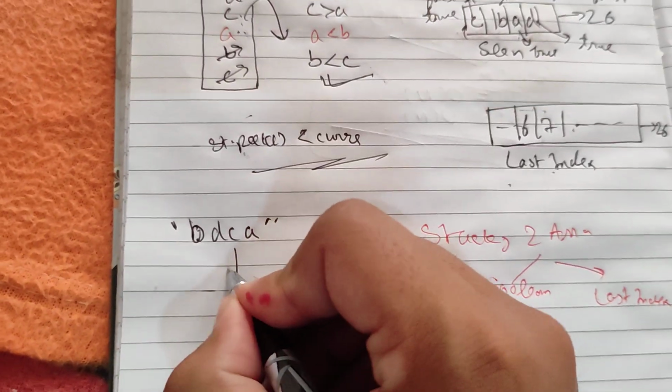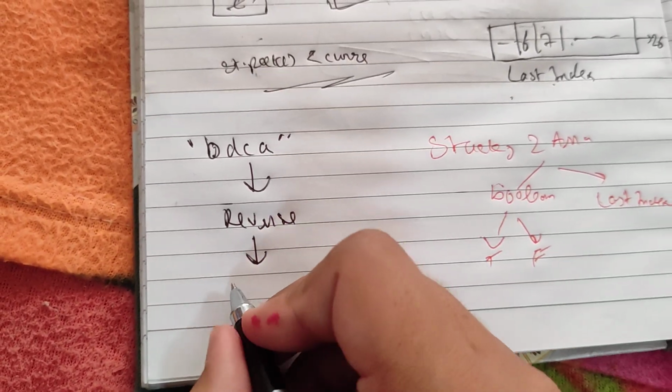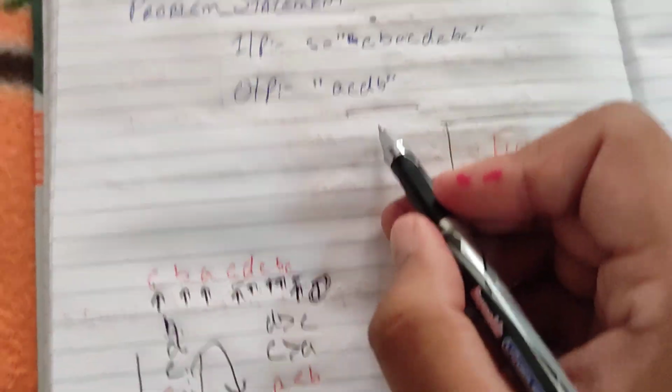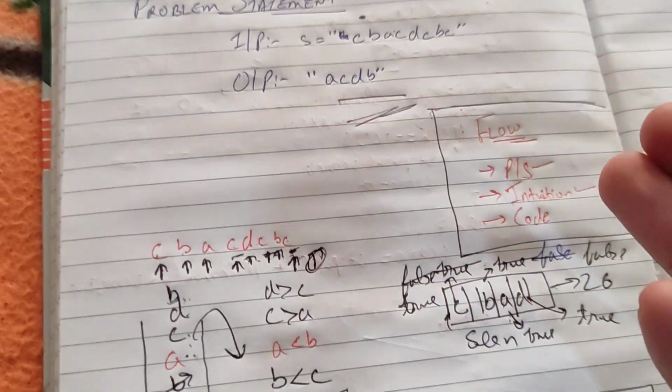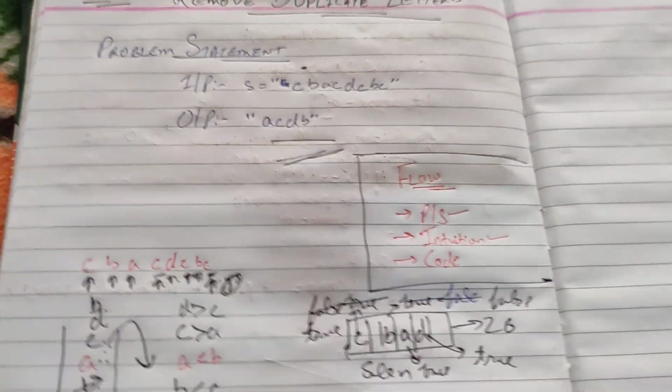So it's very simple. You got the idea. We will simply reverse it, so I will get something like A, C, D, B, and that's the answer, ladies and gentlemen. I hope this thing is clear. If you still have any doubt, don't worry. You will understand once I write my code.